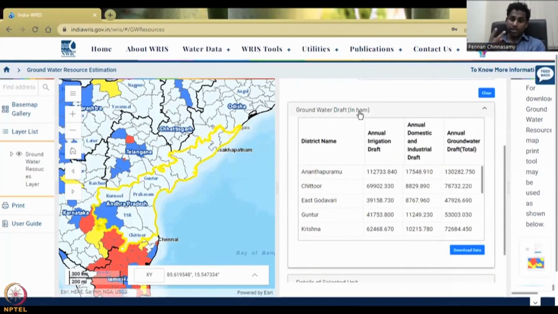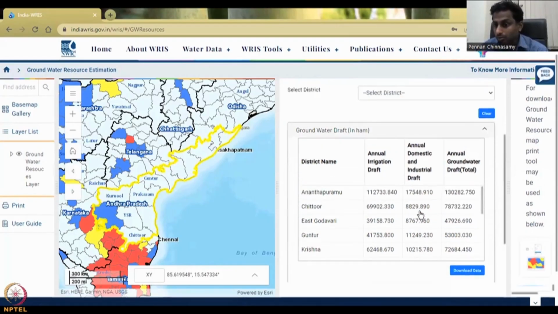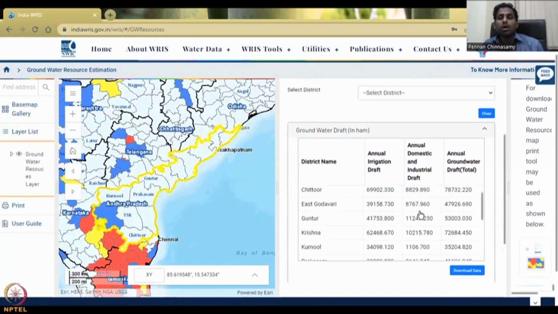Okay, so the units would change because it is not billion cubic meters. It is HAM. So what you see here is a different unit, a volume. Okay, it's the same volume. And you have the district name, the annual irrigation draft. So you can look at which are the districts that are taking more water for irrigation.